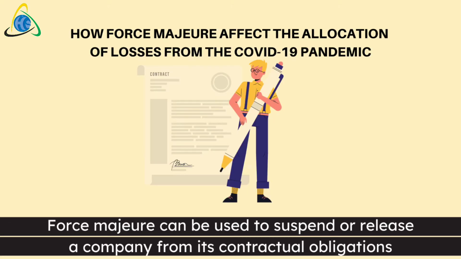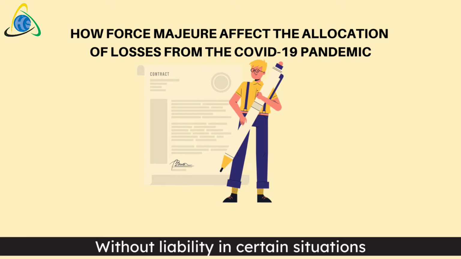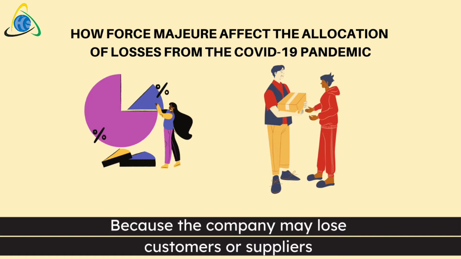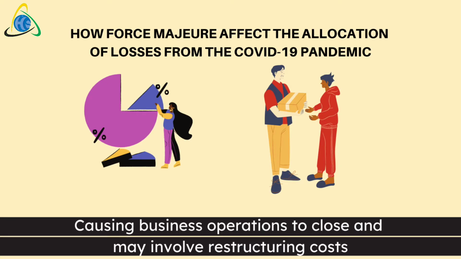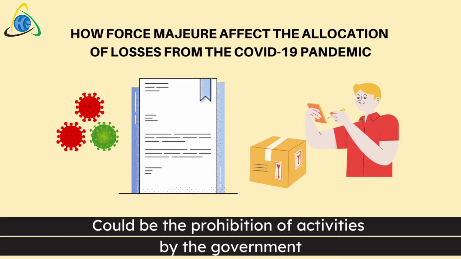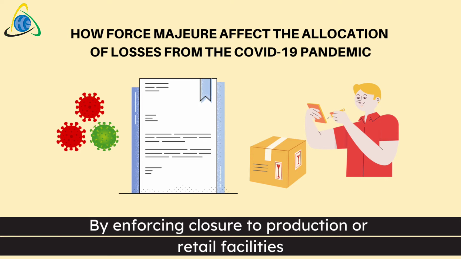Next slide. How does force majeure affect the allocation of losses from the COVID-19 pandemic? Force majeure can be used to suspend or release a company from its contractual obligations without liability in certain situations. However, this may result in losses for the company because the company may lose customers or suppliers, causing business operations to close and may involve restructuring costs. For example, a force majeure that occurred during the COVID-19 pandemic could be the prohibition of activities by the government by enforcing closure to production or retail facilities.